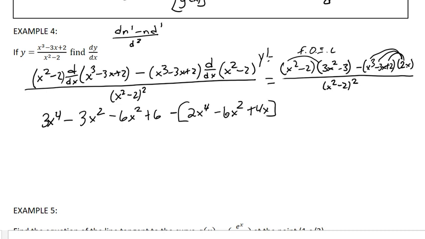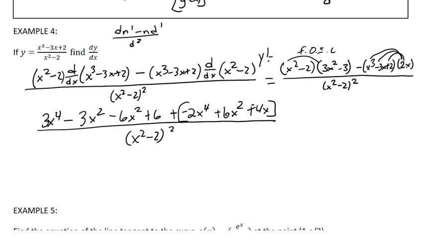Now if I distribute this negative sign, the negative here, this would become plus, minus, these all would change signs in here. And now I don't need the parentheses anymore. So what I have is 3x to the 4th and negative 2x to the 4th. That makes 1x to the 4th. 3 minus 2 is 1. I have a negative 6x squared and a positive 6x squared, which would just cancel.